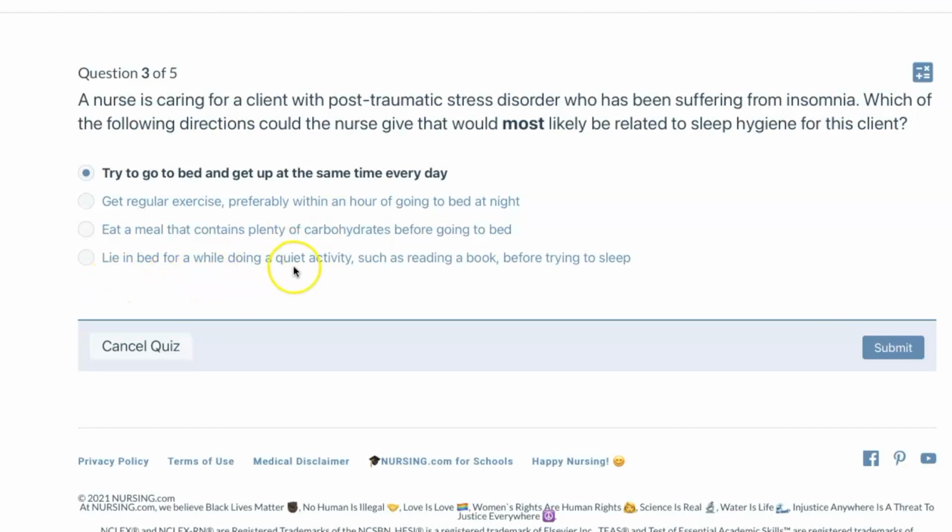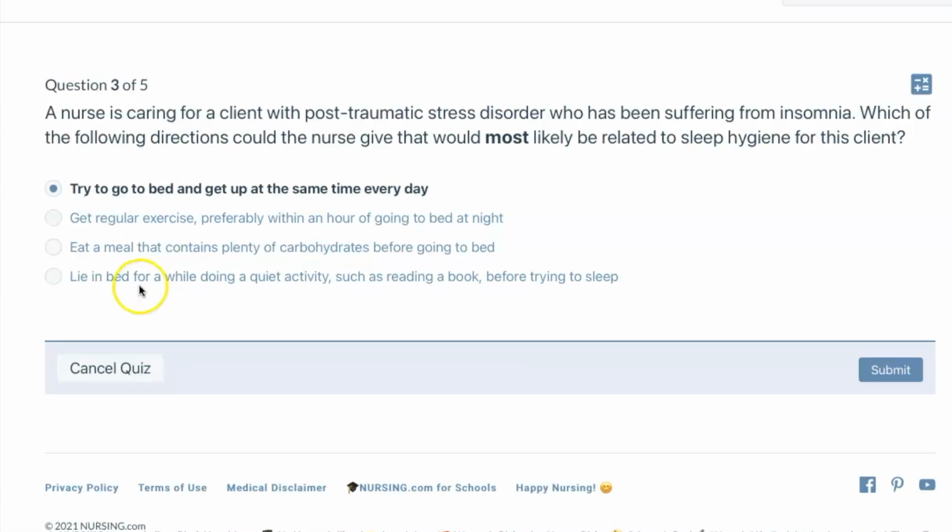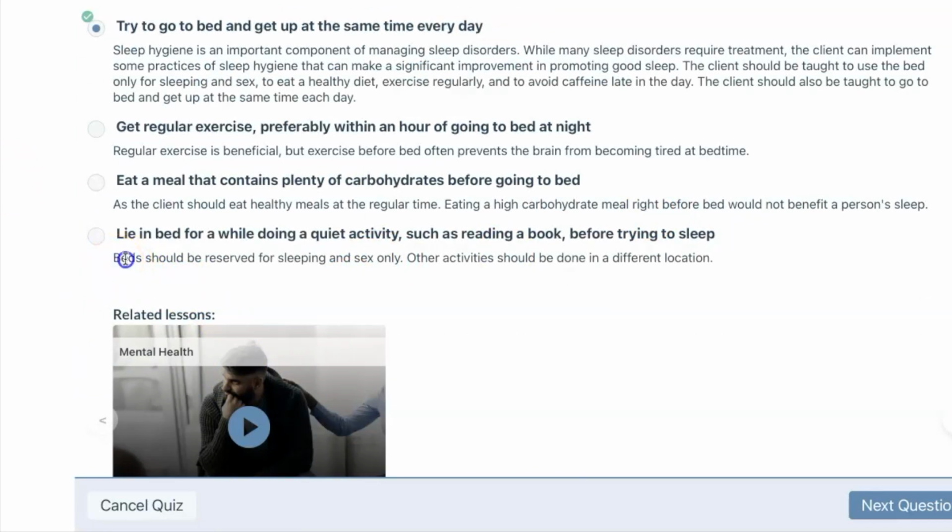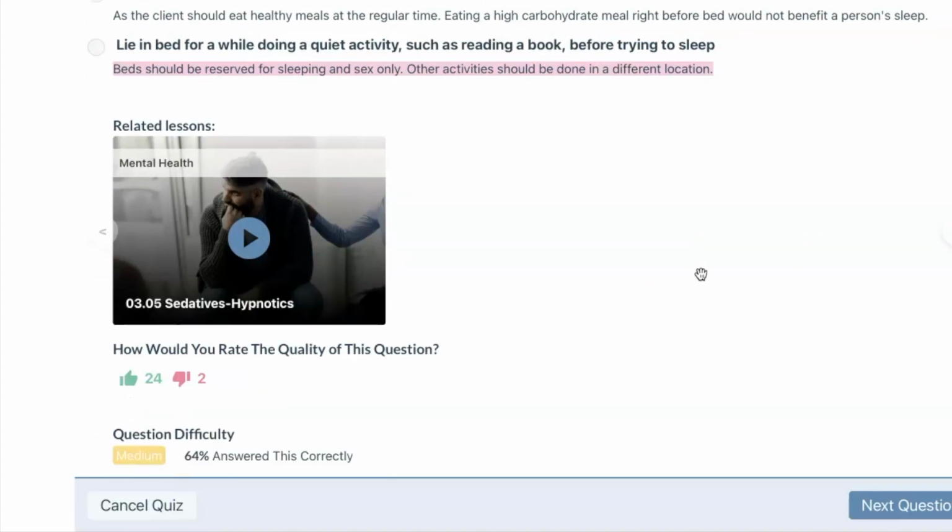Lie in bed for a while doing a quiet activity such as reading a book before trying to sleep. Reading a book is a good option, but lying in bed while doing it, they say don't go to your bed until you're ready to go to bed. So that's the only reason. Again, I've just done this for so many years that I know not to pick that one.